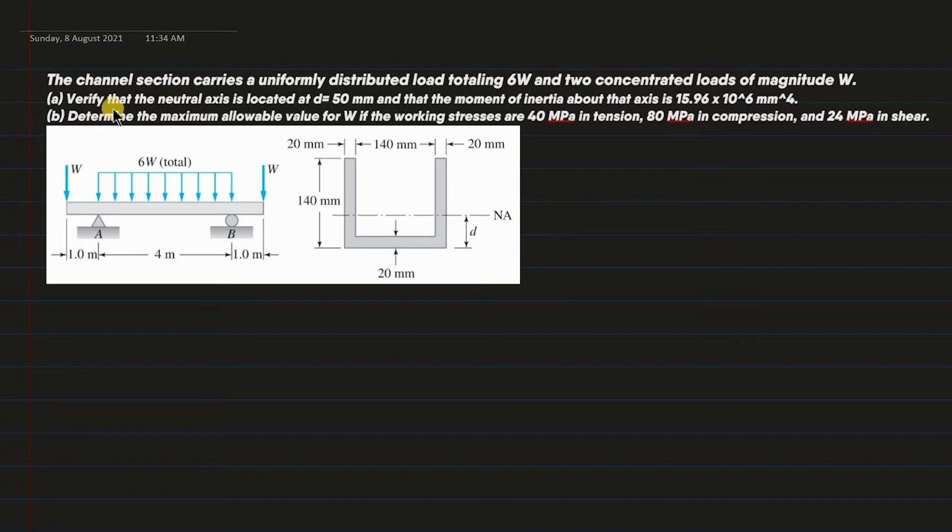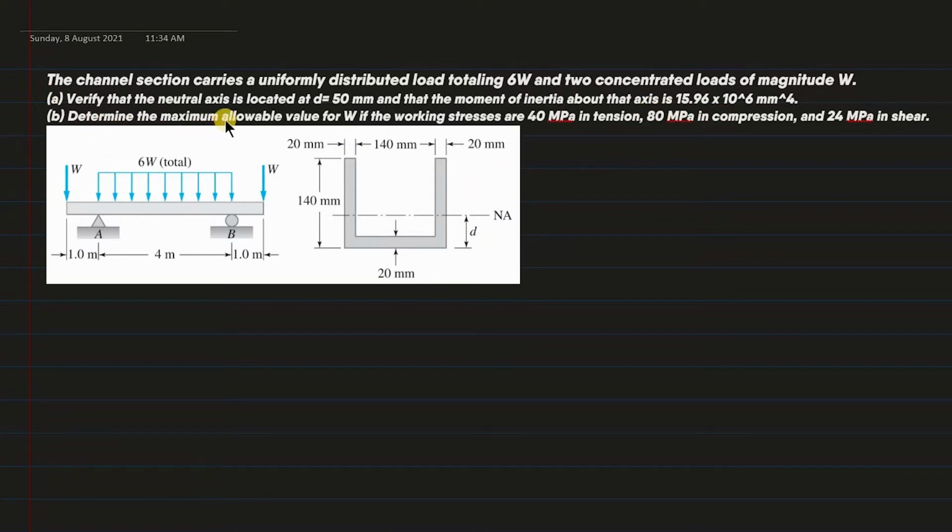Now, ito yung questions natin. At A, verify that the neutral axis is located at D equal to 50 mm. So, ang neutral axis daw natin is located 50 mm from the bottom. And that the moment of inertia about that axis is 15.96 times 10 raised to 6 mm raised to 4. So, given na rin yung ating centroidal moment of inertia. Okay, i-verify daw pala natin. So, isosolve ulit natin para i-prove lang natin na tama yung sinasabi niya that D is 50 and the value of I is that. Okay, so gawin natin yan mamaya.